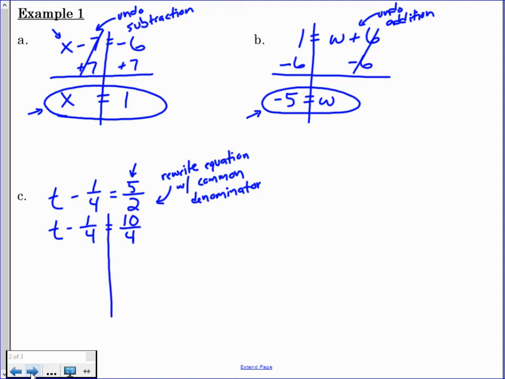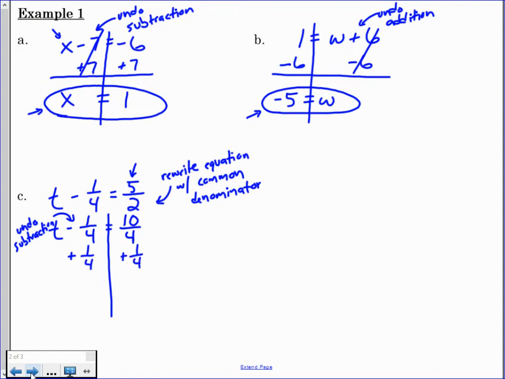I am going to undo the subtraction. Okay, so I don't want that minus 1/4 there. I need to undo the subtraction. Okay, right here. Undo the subtraction. So to do that, just like the last few examples, I'm going to add 1/4.